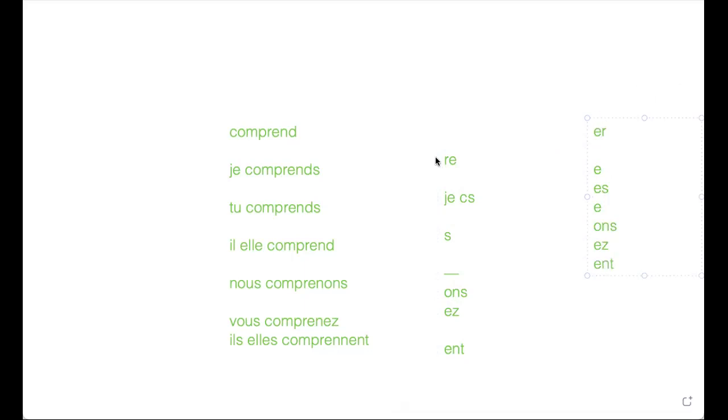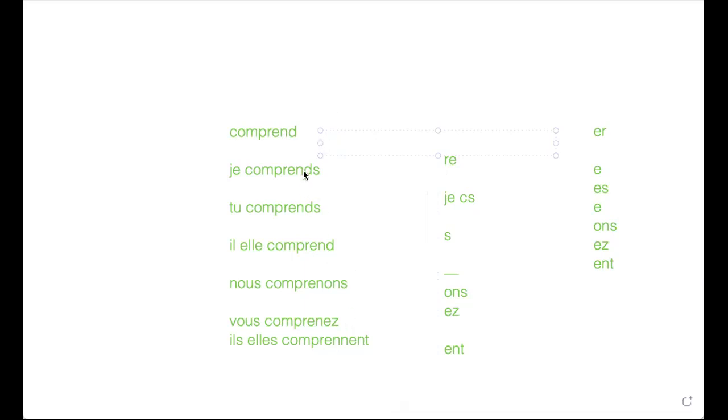What's the formula of RE ending verb? Okay, this is S, a new one. S blank. So we have to remove RE from the end. And what are we left with? Comprends. And then add S blank, ONS, EZ, ENT.